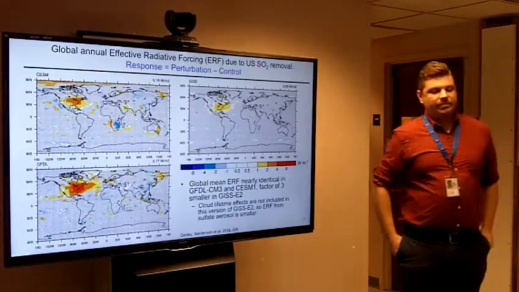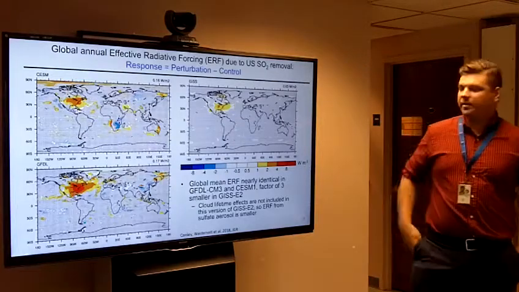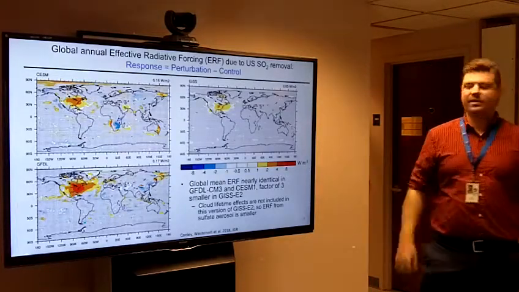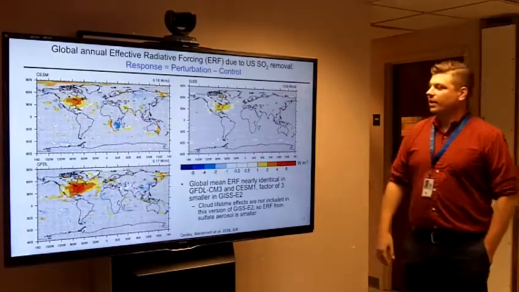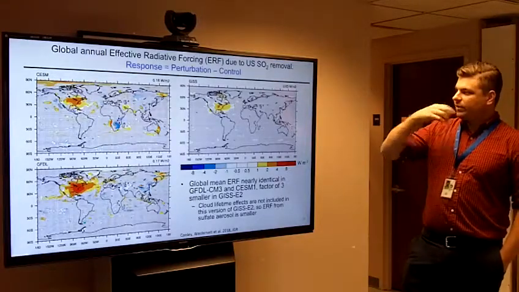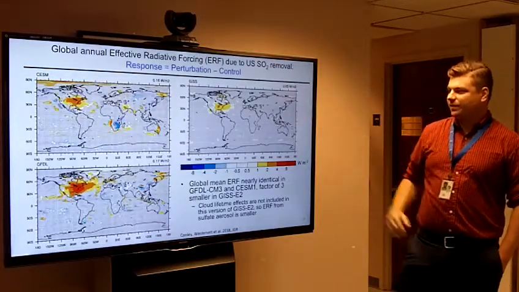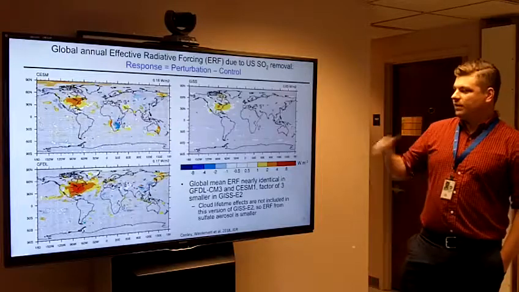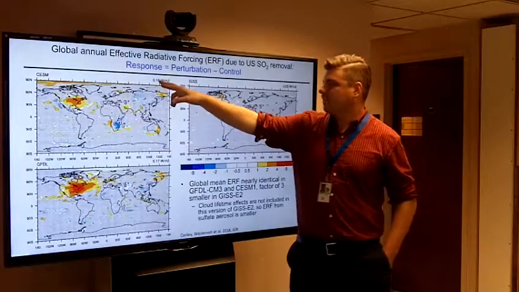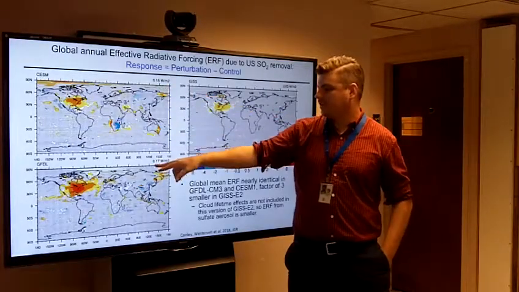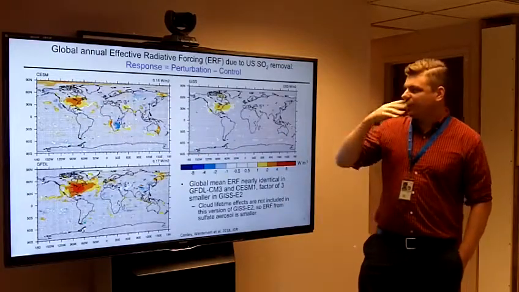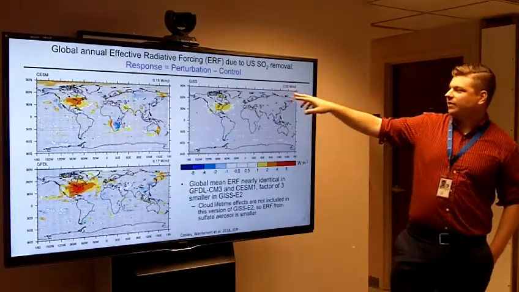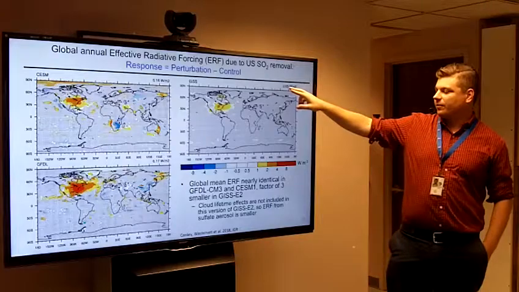So moving on to the effective radiative forcing due to that US SO2. I'm going to focus in on the US SO2 for a few slides here. As you can expect, again, changes are mostly over the US. The global means are pretty close for CESM, 0.16, and GFDL, 0.17. The GISS model has about a factor of 3 lower effective radiative forcing.